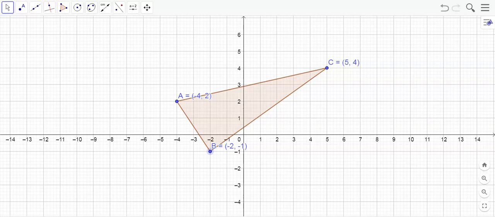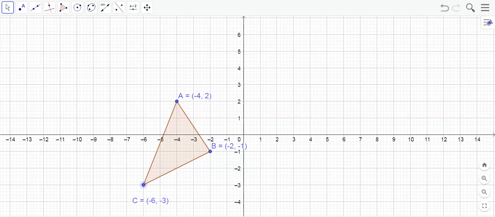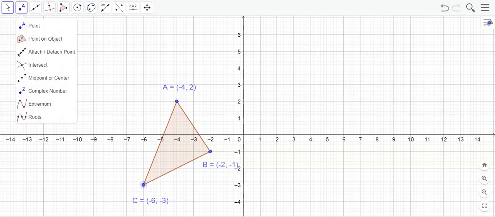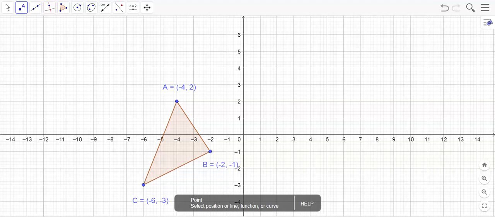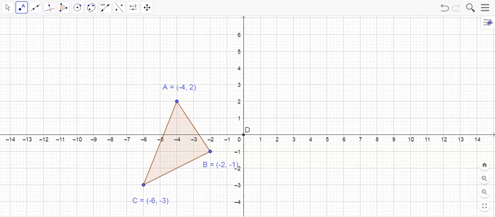And C is -6, -3. Boom. All right. So we got our original, the OG, and we need to do a rotation of 90 degrees around the origin. So we need a point at the origin. So let's give ourselves a point right there. And we need to rotate this guy 90 degrees, a quarter turn, fighting the clock, counterclockwise.